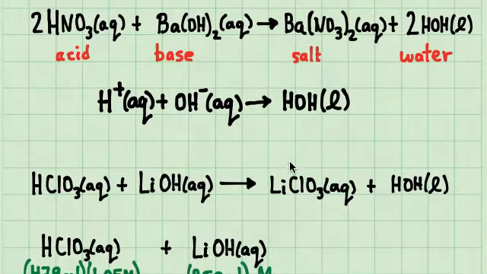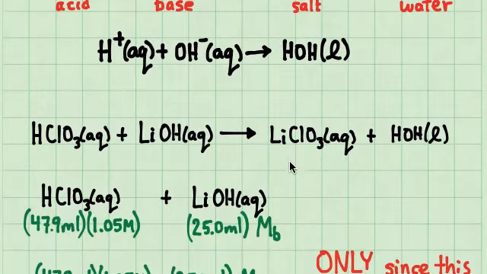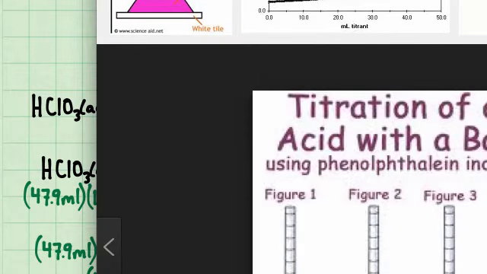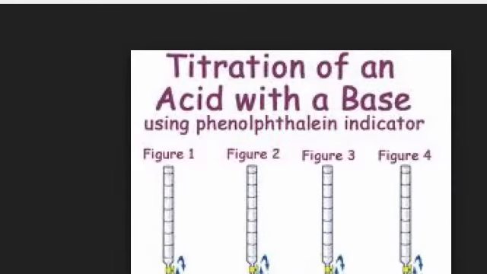Same story would be true for this one, although I didn't write it out. Here's chloric acid, and it's a strong acid, so I could write this. Lithium hydroxide is a strong base, so I could write this. And again, the net ionic would be the same. But what if I wanted to know something about titrating, slowly adding one compound into another?